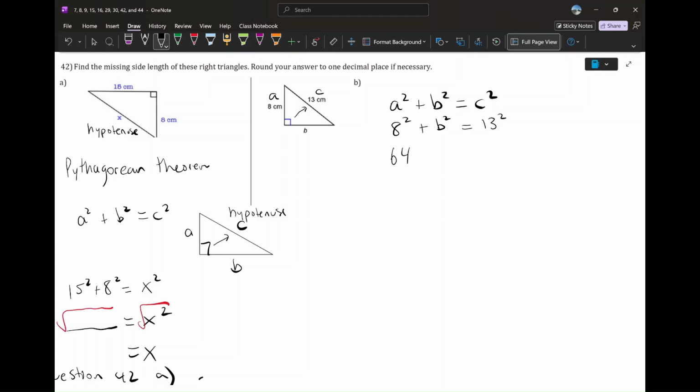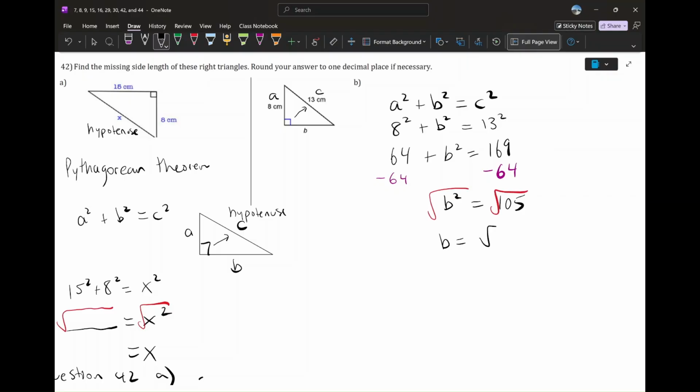We can simplify this. 13 squared, slipped my mind. What is it, 169, I think? Now you must solve for B. So subtract 64 from both sides. So b squared will be equal to 105. Well, we want to know b, so we take the square root.